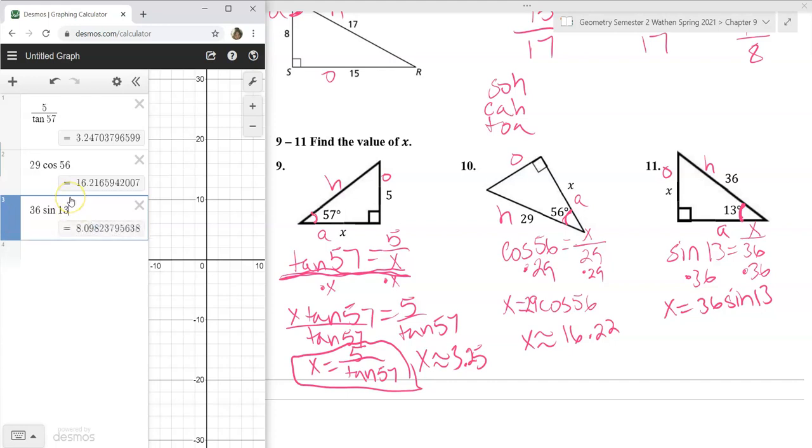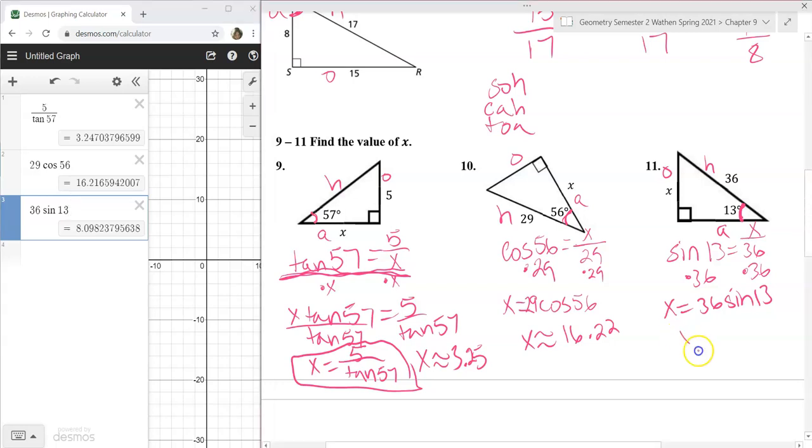And that is 8.10 would be how we round with that one. Because notice how it's 8.09, but next to the 9 there's an 8, meaning we have to bump that 9 up to a 10, so it's 8.10.